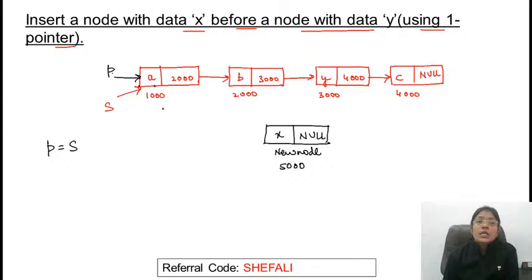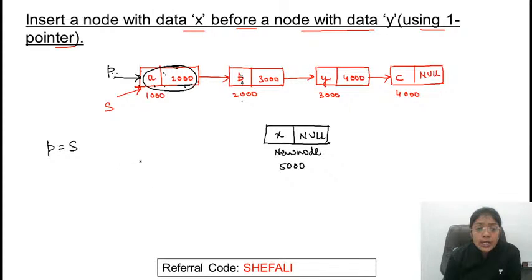Okay. So p of data is not equal to y and p of next is not equal to null. Before moving it, we'll see whether the next node is holding the data y or not. So how will you refer to this data? What data is available at 2000? P is pointing to this node. On the basis of this much information, where can you get the value 2000? It is p of next.